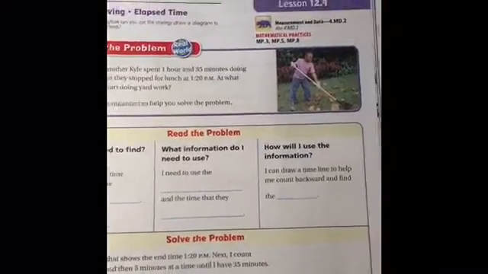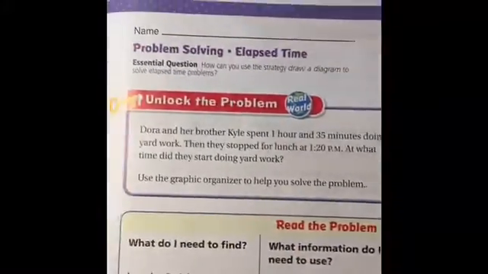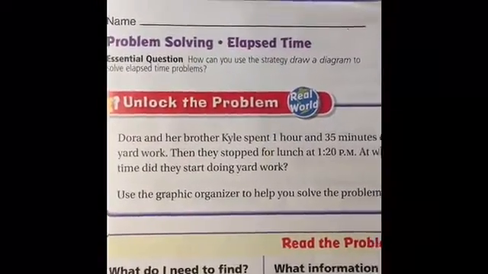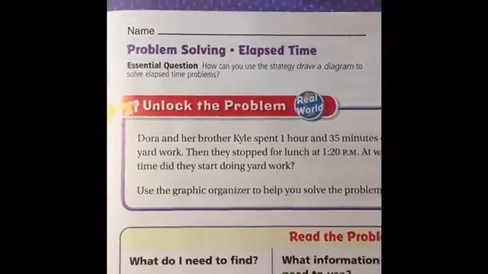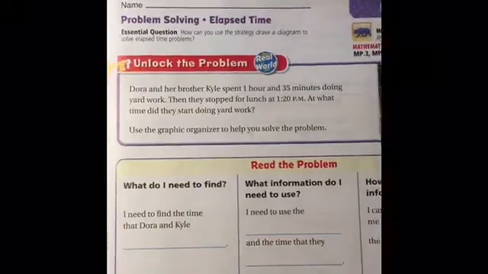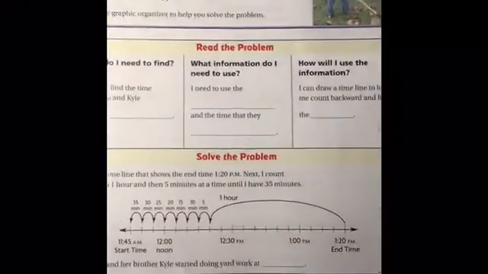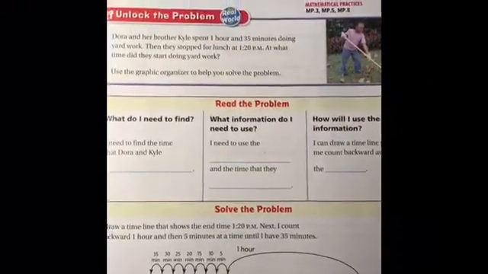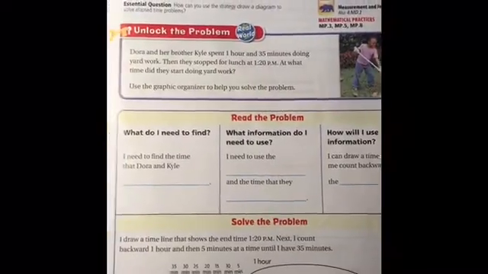So today we are on problem solving, lesson 12.9 in GoMath, and it's elapsed time. Our essential question is, how can you use a strategy, draw a diagram, to solve an elapsed time problem? I think today, when looking at elapsed time, we're going to use something like a timeline to solve our problem. We're going to subtract to solve our problem, and we're also going to use the arrow way to solve our problems.